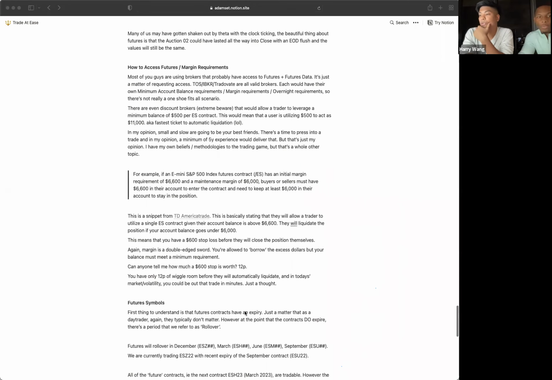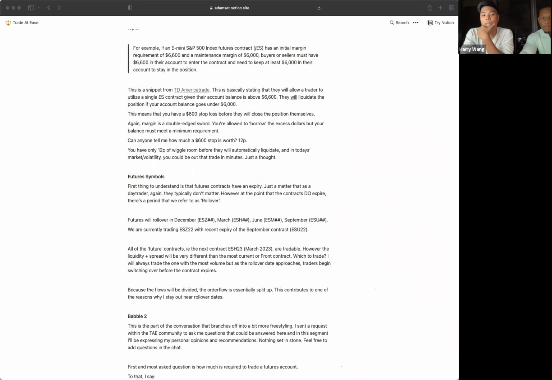So in terms of futures symbols, a lot of people are asking me what the correct symbol to use is. The first thing to understand for this is kind of getting into the weeds a bit, but it's a common question, so I felt like it had to be answered. First thing to understand is futures contracts have an expiry. As day traders, again, it typically doesn't matter. However, at the point that the contracts do expire, there's a period that we refer to as rollover.